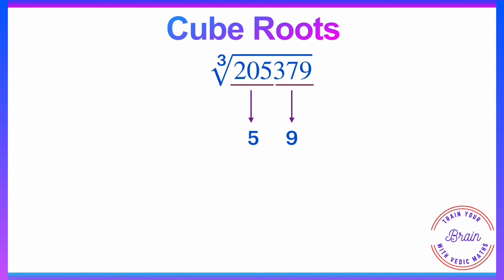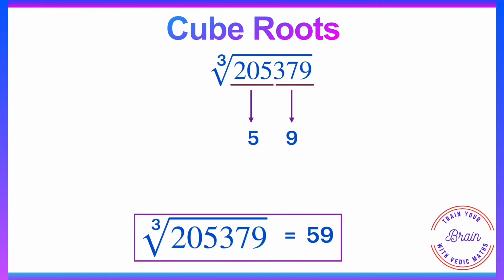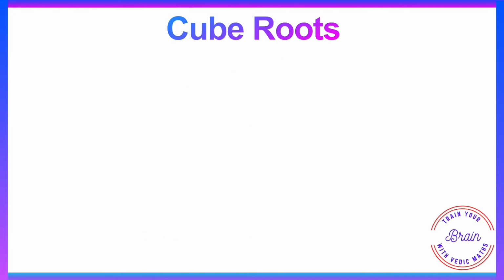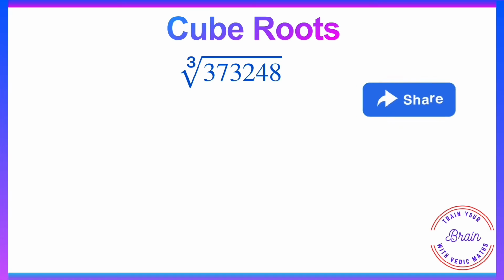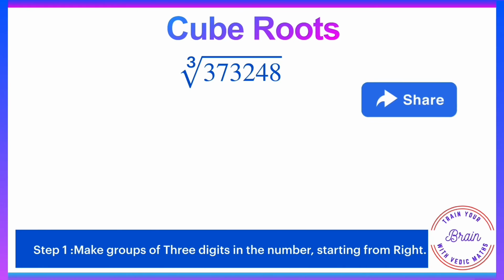Then cube root of 2,05,379 is 59. Let's take another example. Suppose we have to find out cube root of 3,73,248. In the first step, we make groups of 3 digits in the number starting from right.